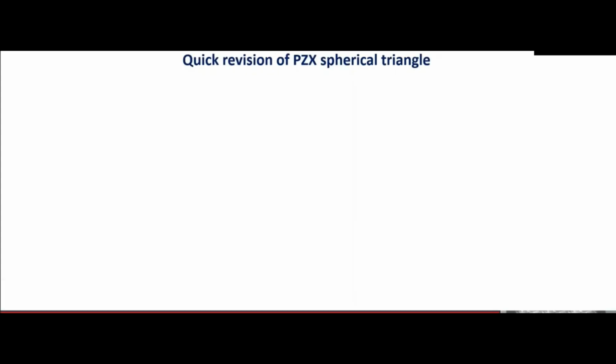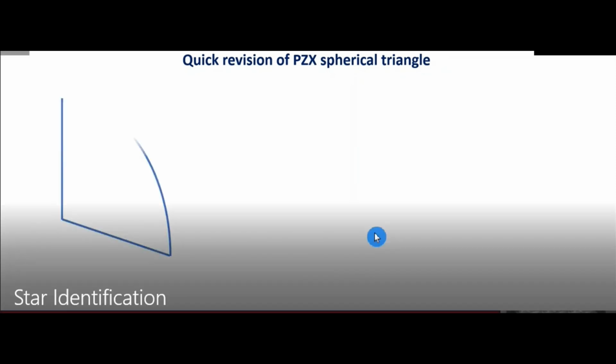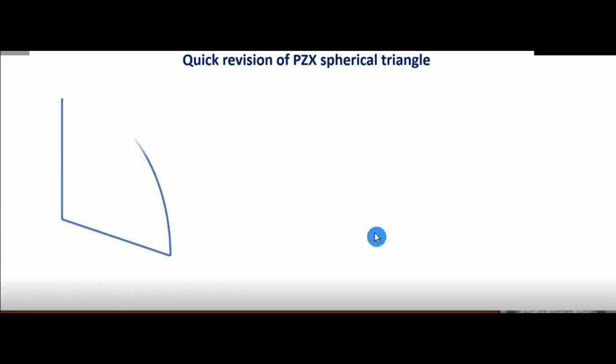Let's quickly revise the parts of the familiar PZX triangle. This is the same PZX triangle which we had already discussed. Now we have seen the star table, we are familiar with twilight and the concept of magnitude. Here, only the PZX triangle is shown, not the full rational horizon diagram, but it is exactly the same as what we had discussed. So let's revise it.